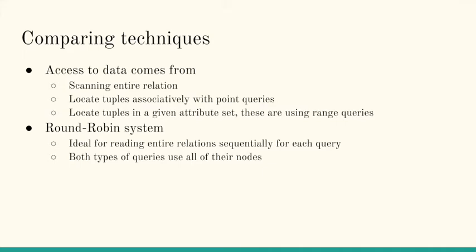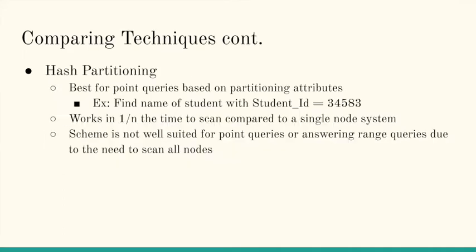Round-robin is ideal for reading the entire relation sequentially for each query. This is good for both types of queries. Hash partitioning is best for point queries based on partitioning attributes. An example would be finding the name of a student with a given ID number. This works in about 1 over n the time compared to a single node system.